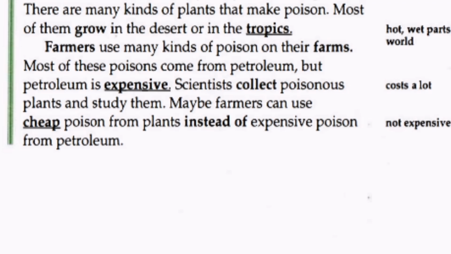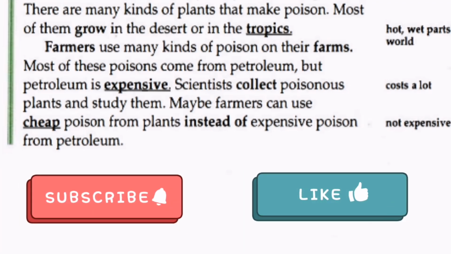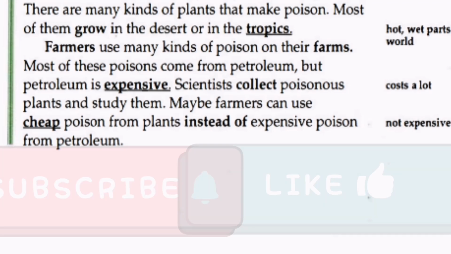Scientists collect poisonous plants and study them. Maybe farmers can use cheap poison from plants instead of expensive poison from petroleum.